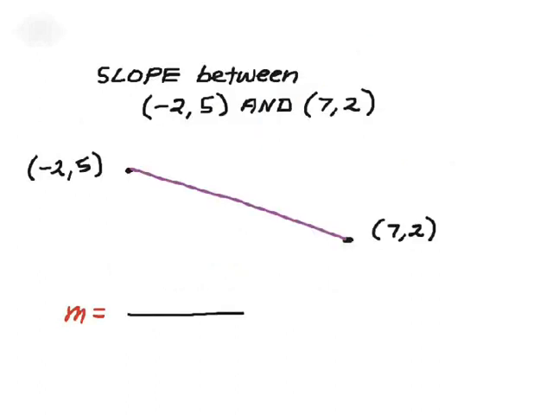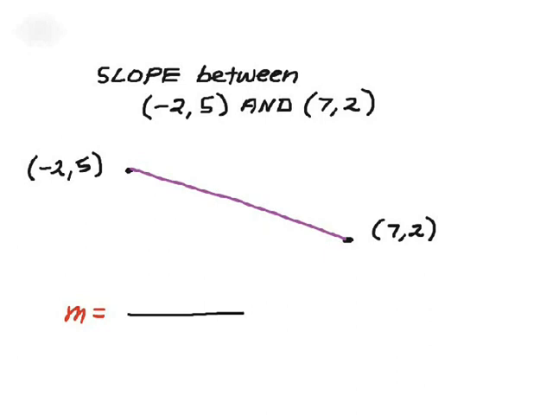So let's say we wanted to find the slope between the 2 points (-2, 5) and (7, 2). So we can see, if we just make a quick sketch of this, that this is a downhill line that falls from left to right. Therefore, the slope is going to be negative.